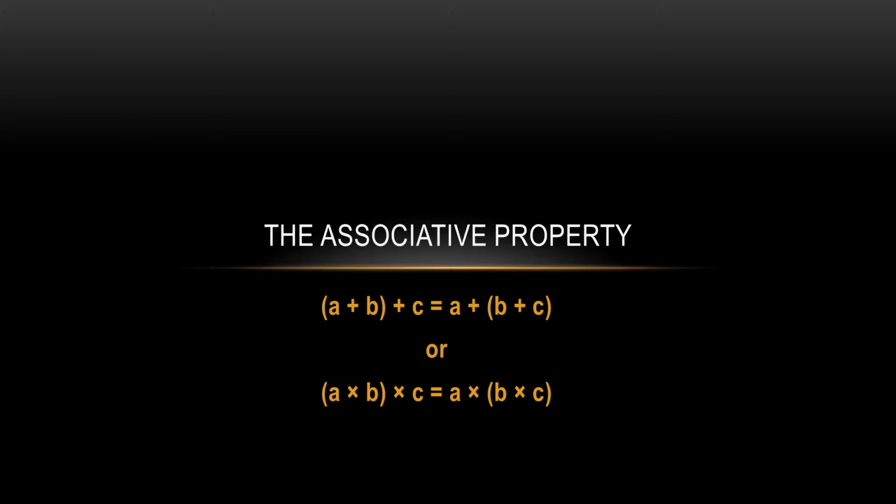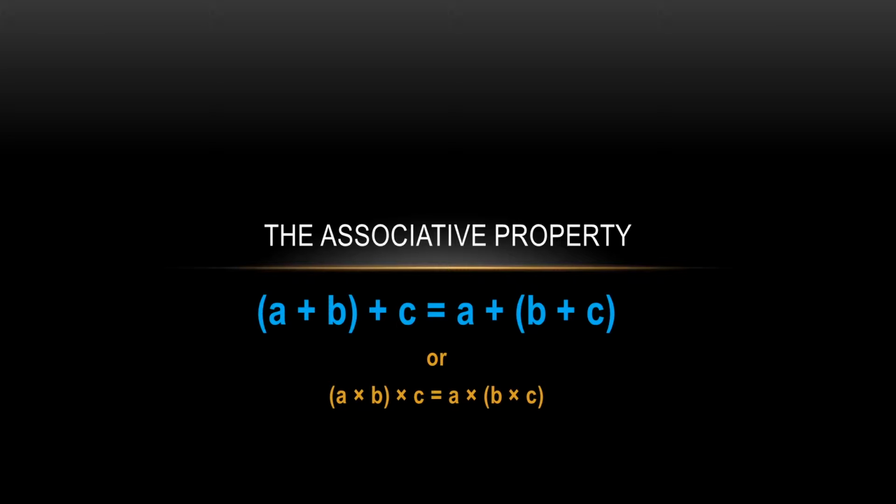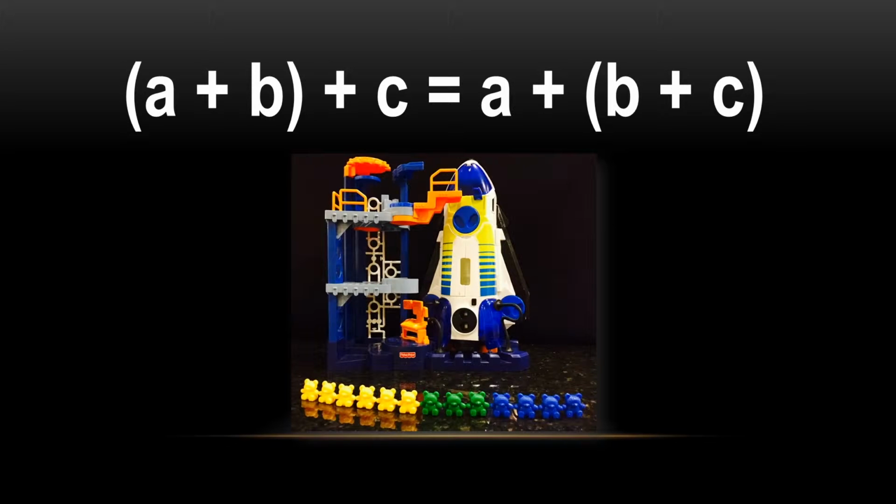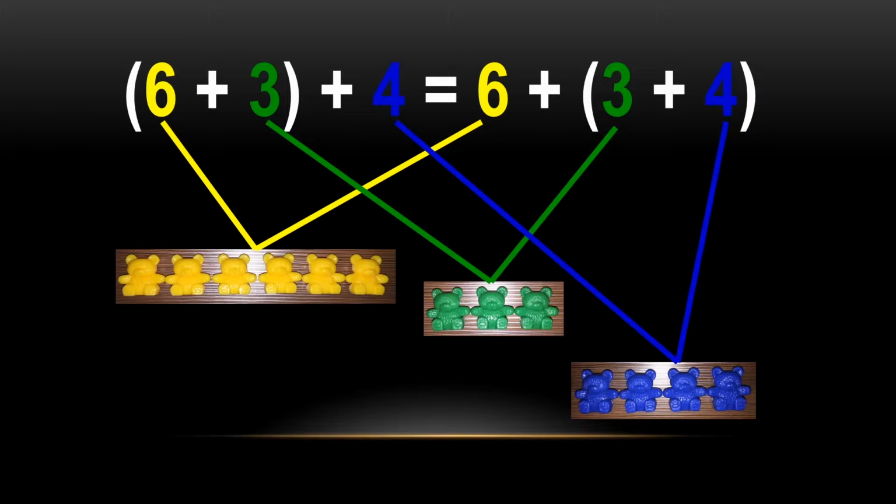The associative property tells me I can add or multiply more than two numbers in any grouping by using parentheses, and the resulting sum or product won't change. In other words, the sum of A and B plus C equals A plus the sum of B and C, or the product of A and B times C equals A times the product of B and C. Let's have these little bear astronauts prove it to you with addition.